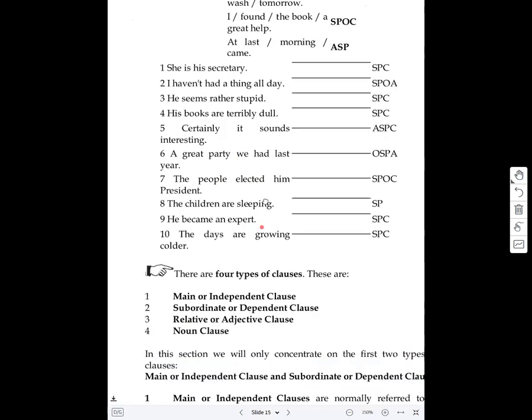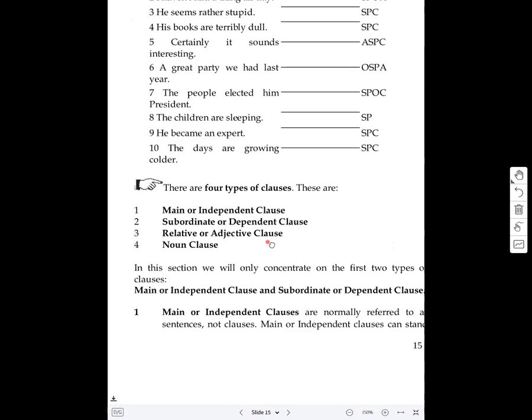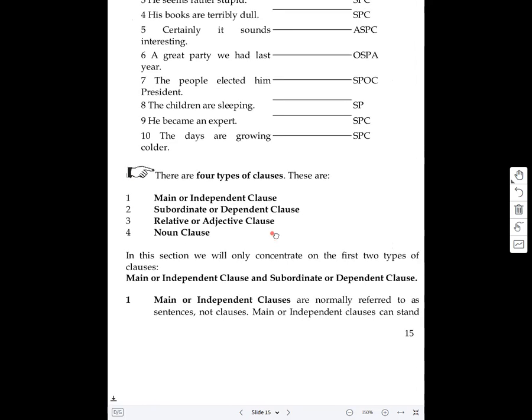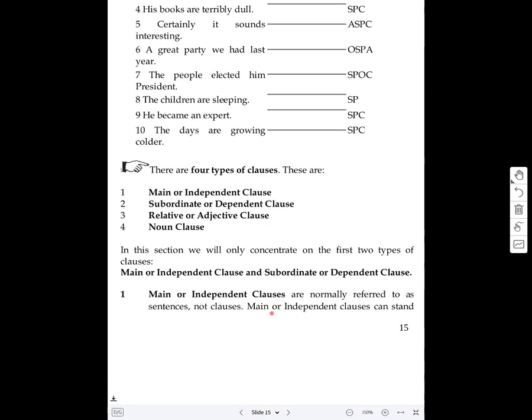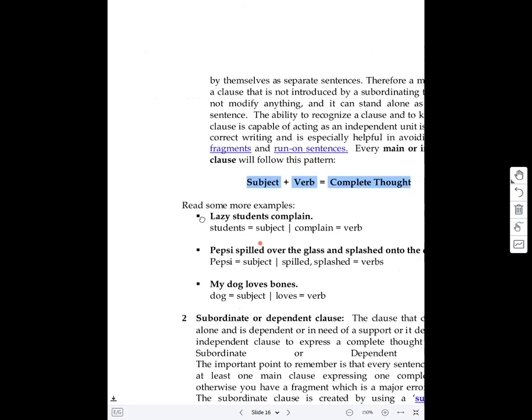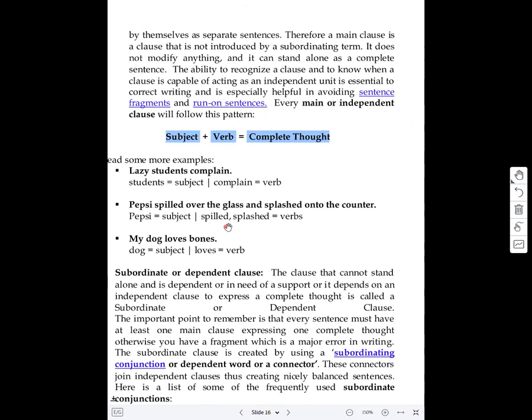It has been given more examples. Now let's have a look at the types of clauses. We are going to talk about the first two clauses that are dependent and independent clauses. So main or independent clauses are normally referred to as sentences, not clauses. Main or independent clauses can stand alone by themselves as a separate sentence. Therefore, a main clause is a clause that is not introduced by a subordinating term. It does not modify anything and it can stand alone as a complete sentence.